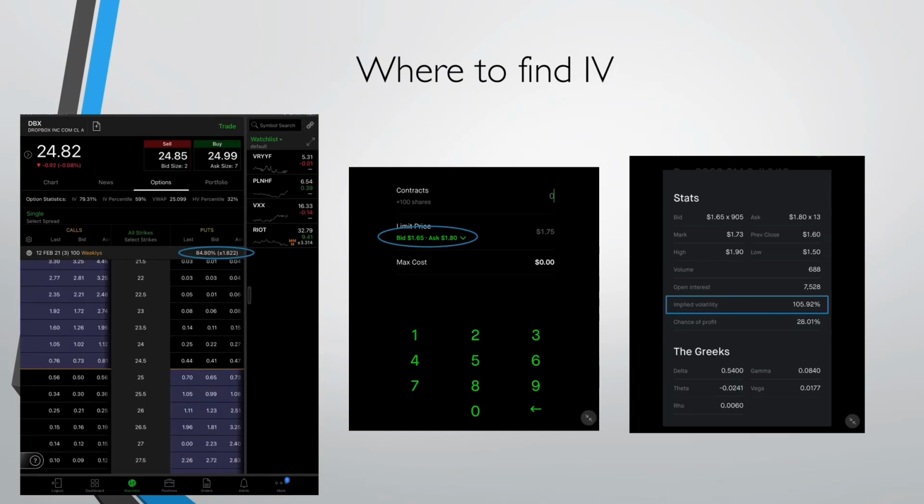All right, so where do we find the IV? Where do we find the implied volatility? On the left-hand side, I'm showing you an option chain on Thinkorswim. Implied volatility will usually show where I am circling it for you there. And that is the implied volatility for this stock. Let's say the stock was Dropbox. That is the implied volatility for Dropbox.